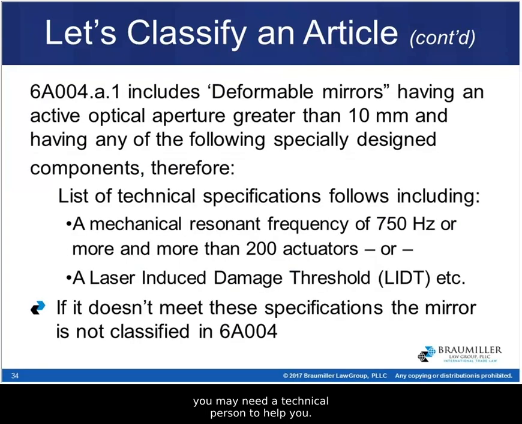But here's a reproduction of the specifics of 6A004, deformable mirrors. Again, here's some technological requirement, having an active optical aperture greater than 10 millimeter and having any of the following. So this is where you would interface with your technical people and say, does our product have these features? If it does not, then it's not classified in that provision.